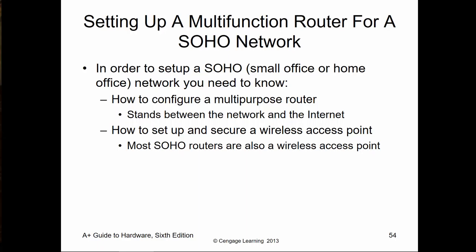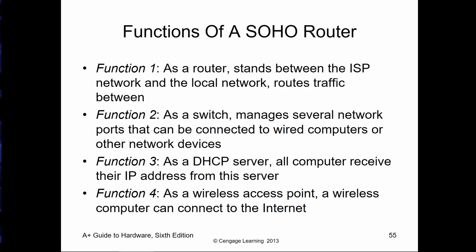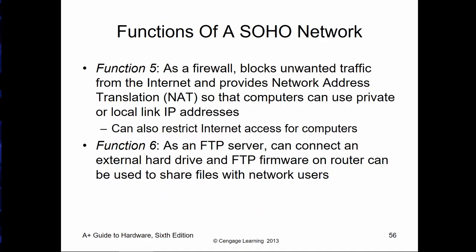Moving on, how do we set up a small office, home office router? We're going to be configuring that SOHO to be a multi-purpose unit, like a switch for wired connections, an access point for wireless clients, and other things. Because the router has many functions. It will act as a router, so it will separate traffic between the local network and the internet. It will act as a switch for wired devices. It will act as a wireless access point for wireless devices. It will act as a DHCP server. It can also act as a firewall and NAT. It can also function as an FTP server, and it's more subjective, but some can.